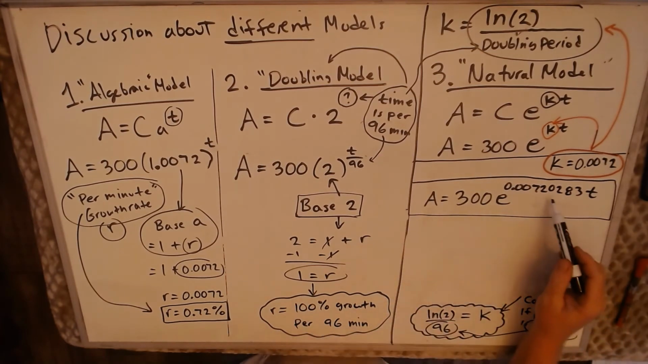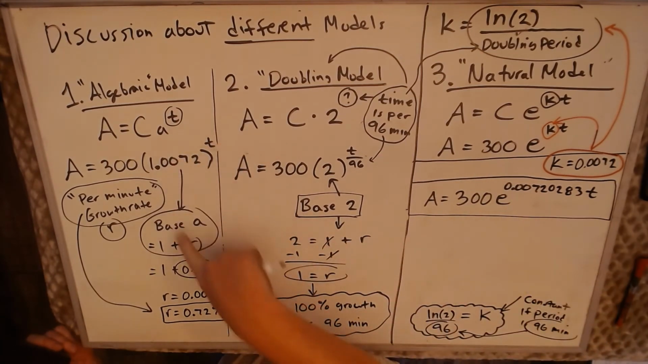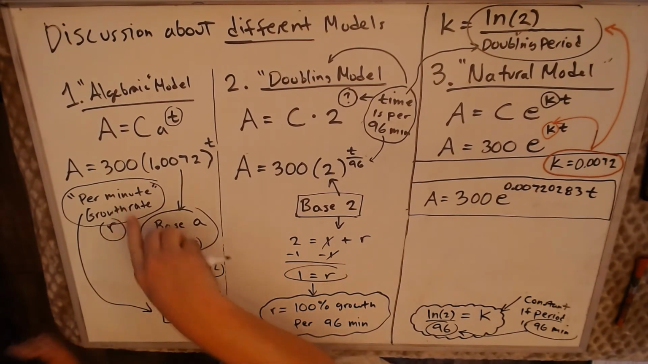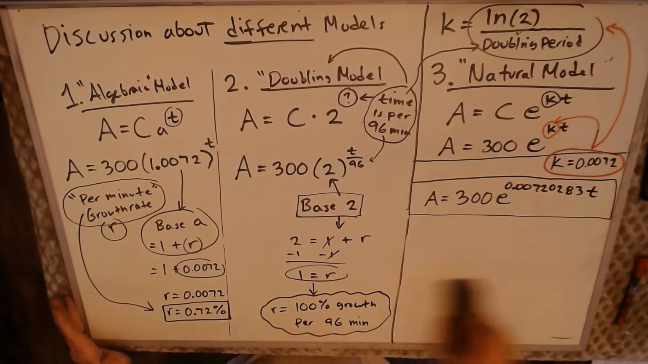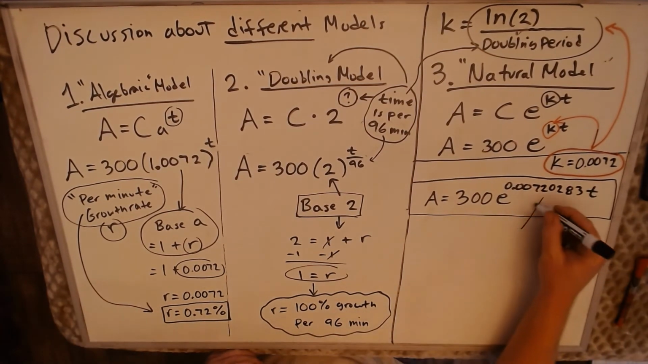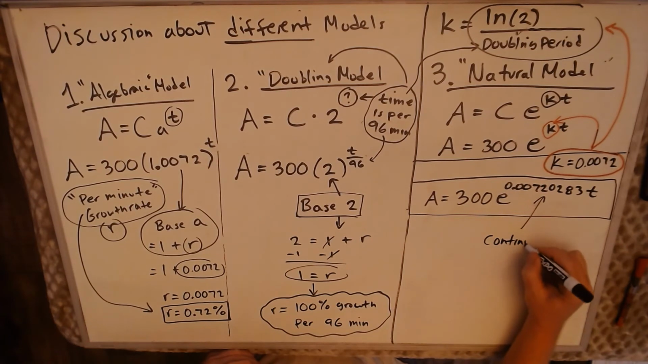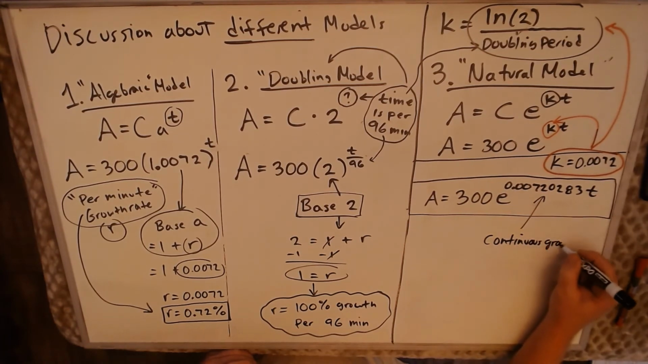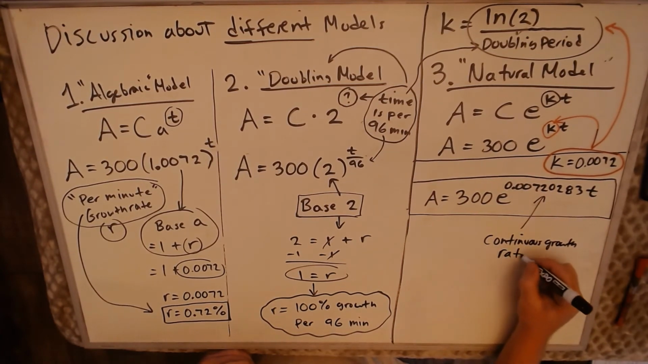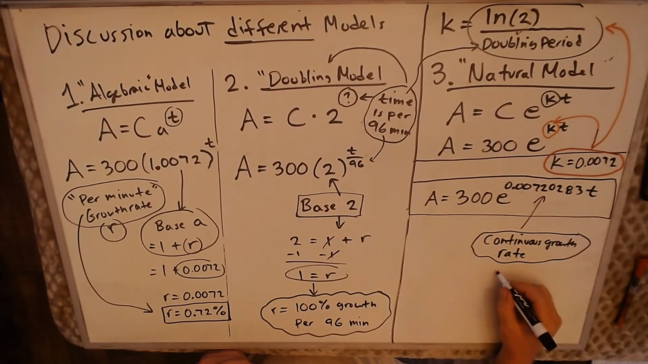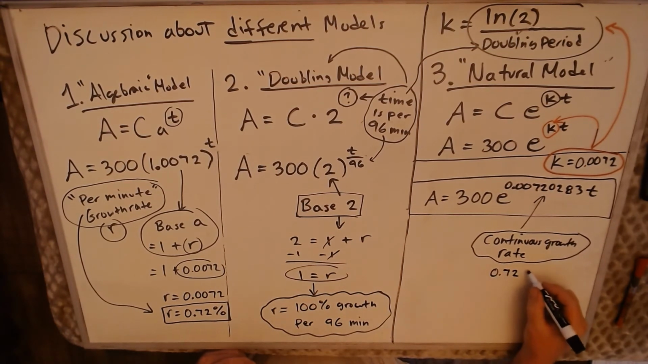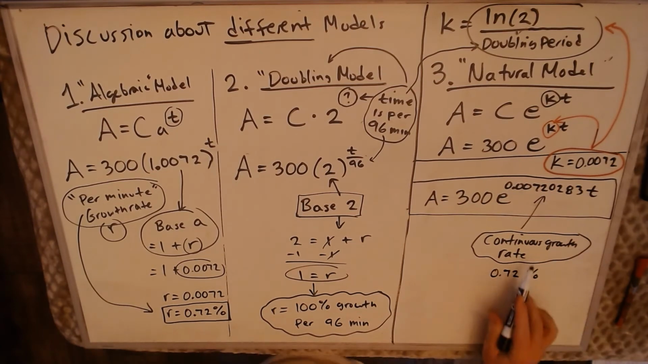This k value is usually very similar to the growth rate over here. But again, that's just a coincidence. In this particular case, it's a per minute growth rate. This is a continuous growth rate. So that would be 0.72%. So the continuous growth rate and the per minute growth rate are very, very close.